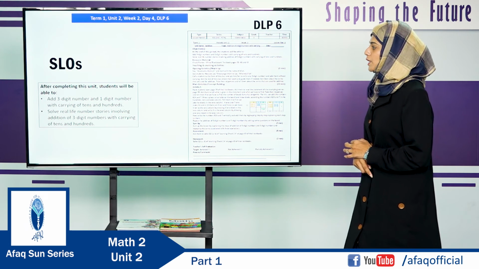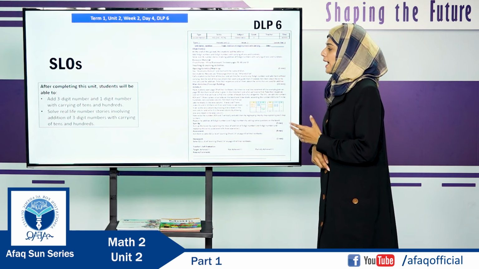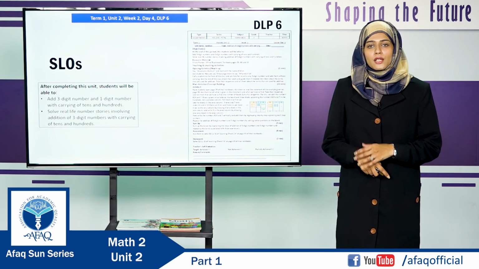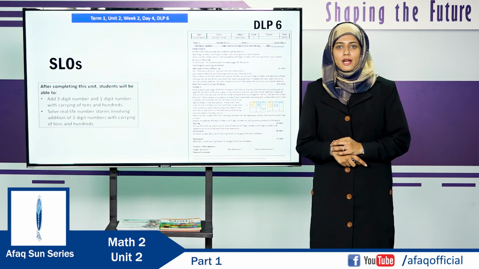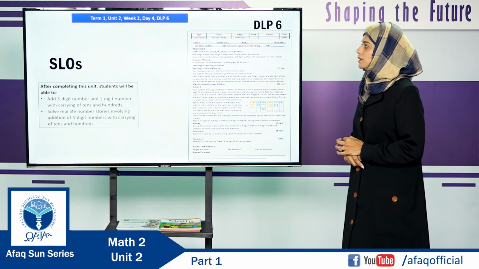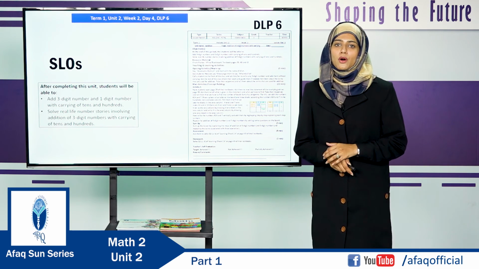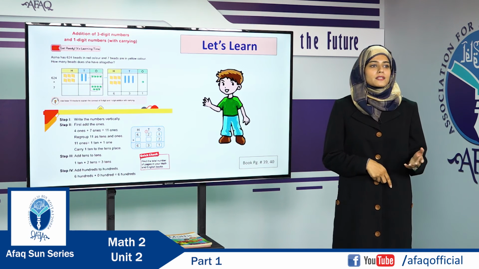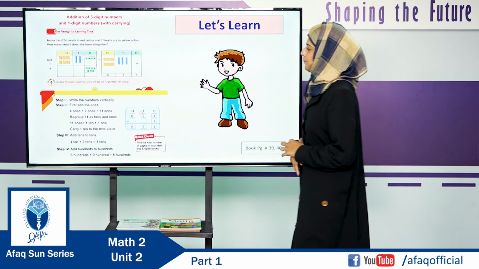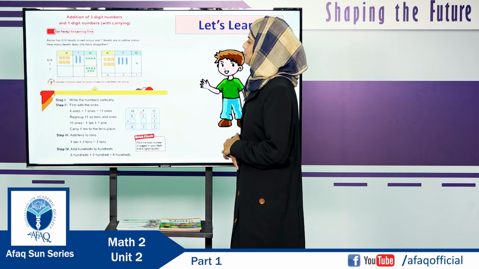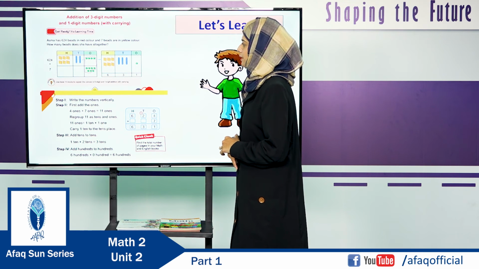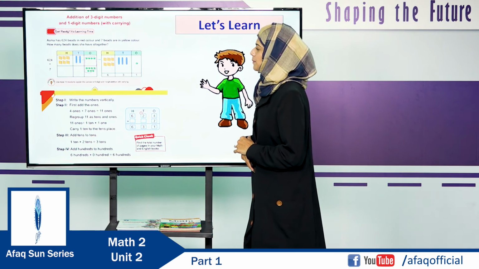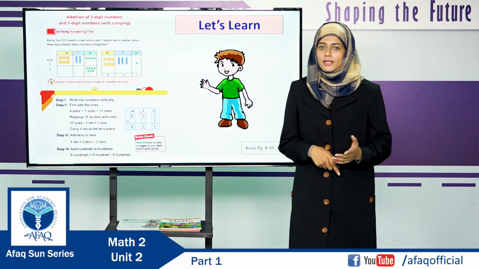In this SLO, we are going to add 3-digit number and 1-digit number with carrying of tens and hundreds. To cover this, the methodology has been provided in DLP6, which falls in Term 1, Unit 2, Week 2 of Day 4. Here is again a statement question. Let's read the statement with me. Asma has 624 beads in red color and 7 beads are in yellow color. How many beads does she have altogether?